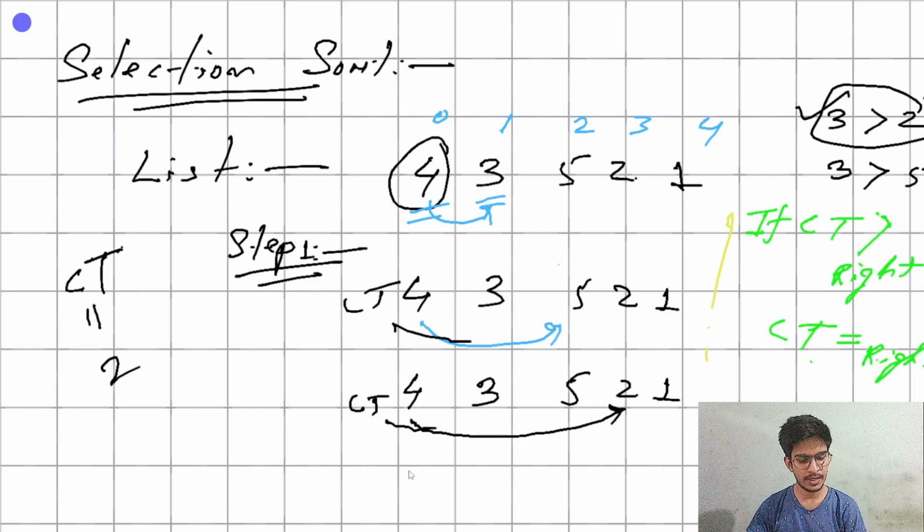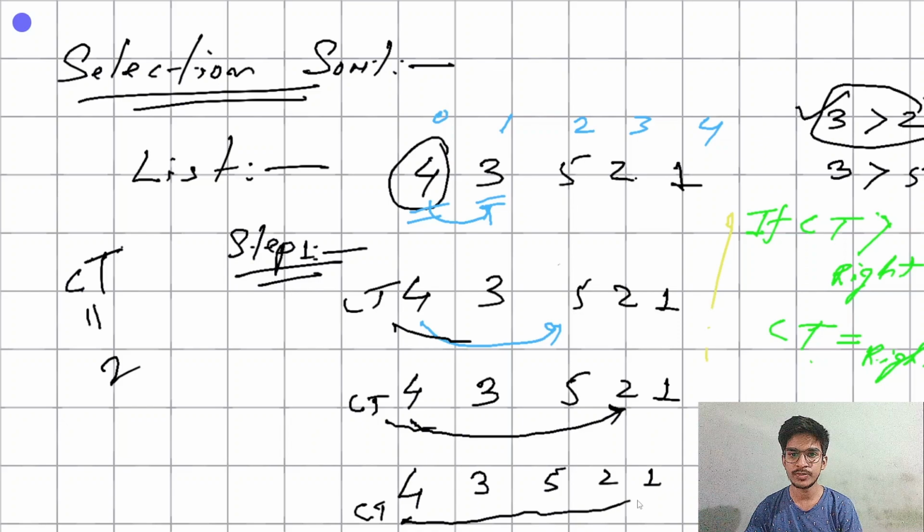Now again the loop will be executed, and it will be 4 3 5 2 1. Now again CD will be compared with the last item, which is basically 1. Now 3 is less than 1, so this condition also gets true.